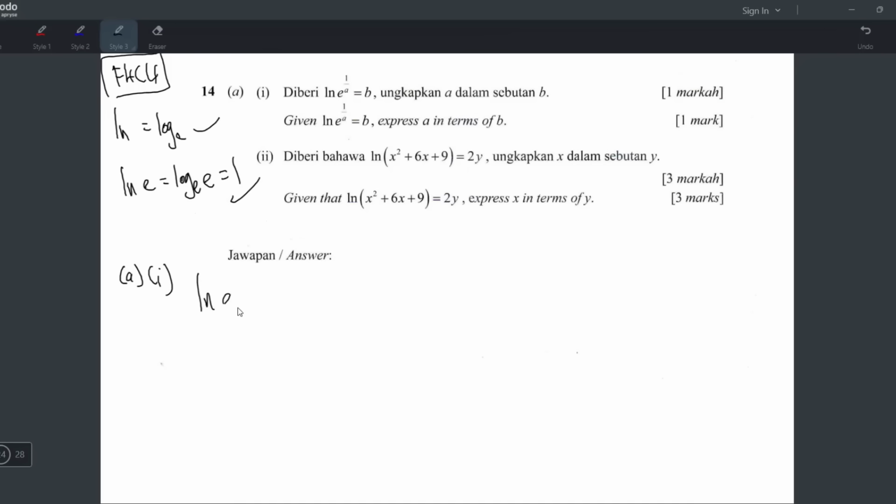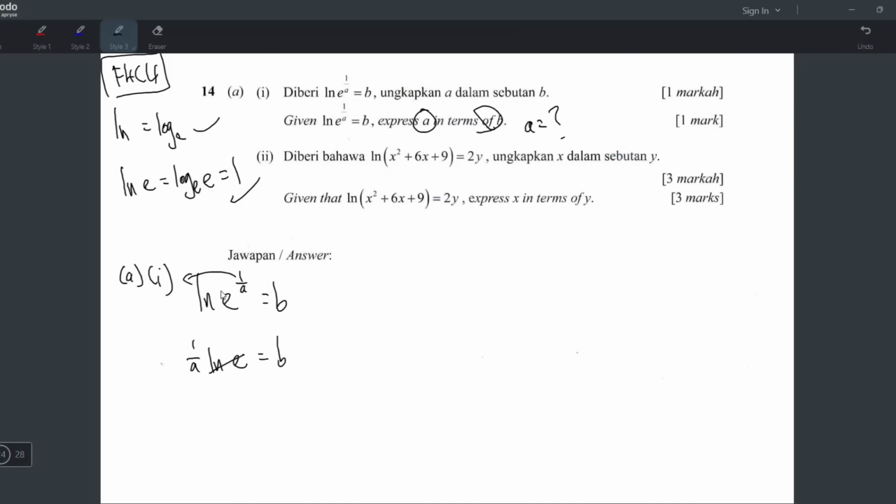So let's write the first: ln e power 1 over a equals b. Express small a in terms of small b. It means they want to find a equals lah. So how do you find that? I told you this one can cut, but don't cut first because the 1 over a comes together with the power. You learned before the power rule. If you have log, and the number in the log has a power, the power can pindah sini, to the front.